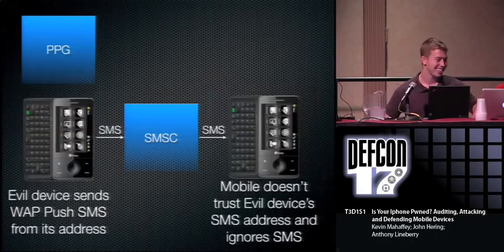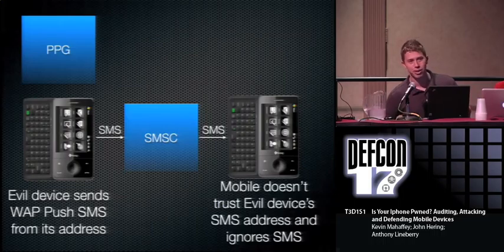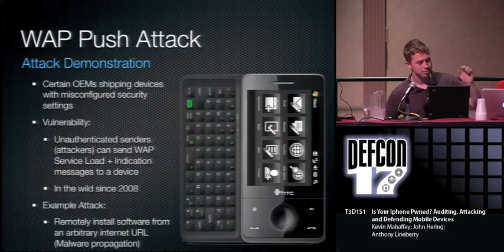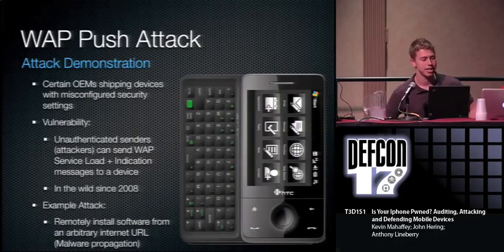Just like you can send SMSs to your friend on the same network, which route through the SMSC, you can also send WAP push messages to somebody else on the same network. The device should, of course, say, well, this is not a trusted WAP push initiator, so I'm just going to ignore this message. But certain Windows Mobile devices shipped from the factory misconfigured with security policy settings that basically say, I will trust WAP push messages from any initiator.